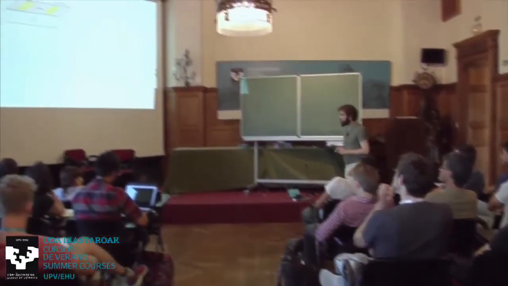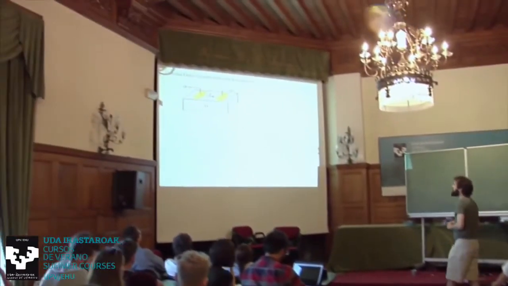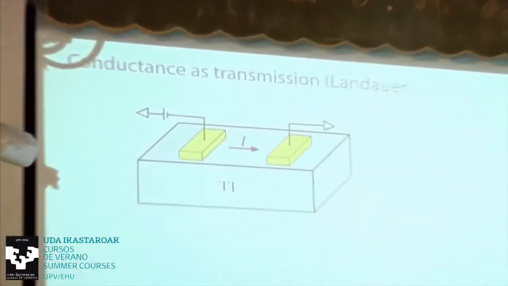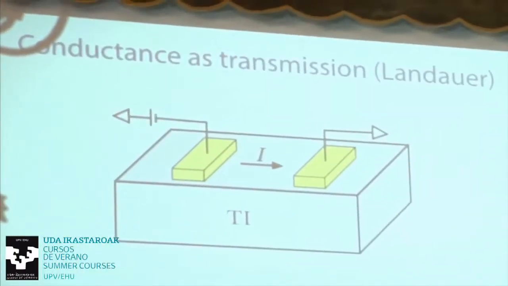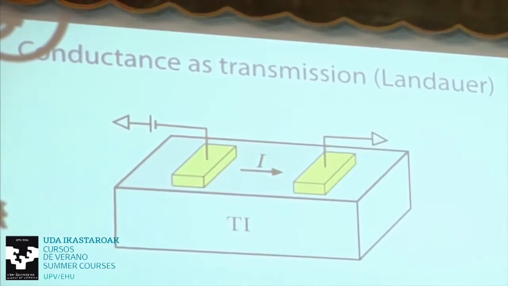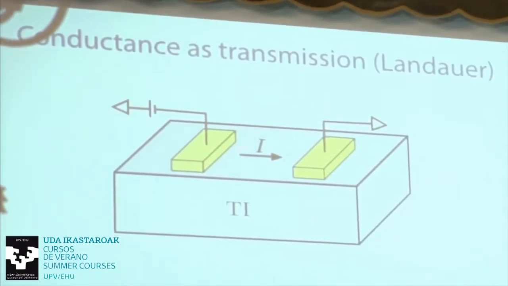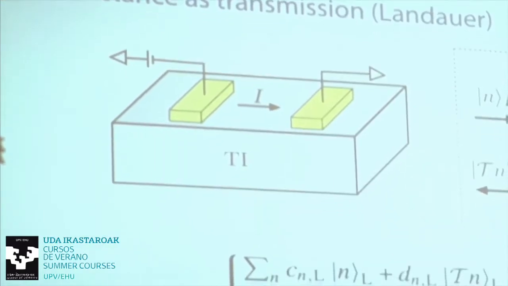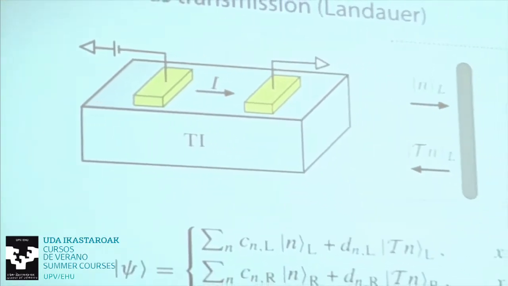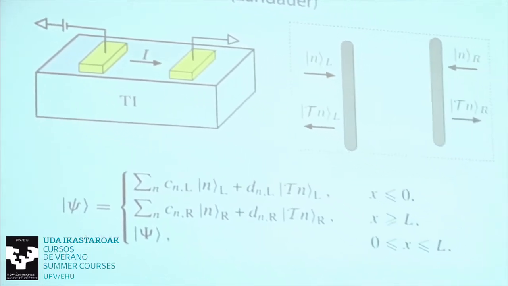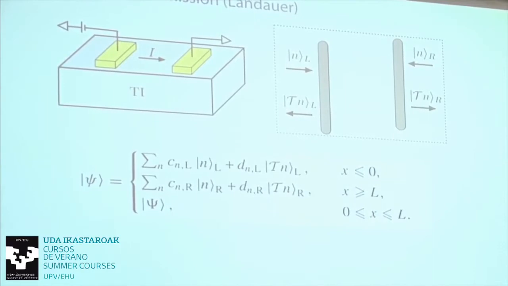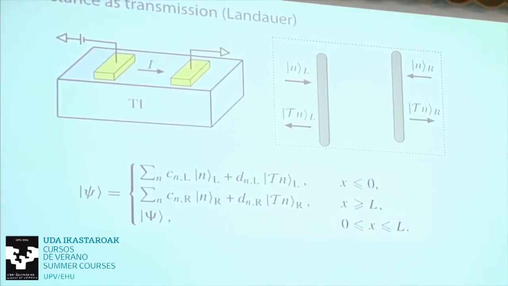Let me give you some definitions which will be useful in the following. So I want to imagine that I'm looking here at the surface of the topological insulator. I have two leads, and I'm passing current between them. I want to know what is the conductance. And a nice way to do it is to use scattering theory, or to think of conductance as transmission. So the larger the transmission probability from here to here, the larger the conductance is going to be.